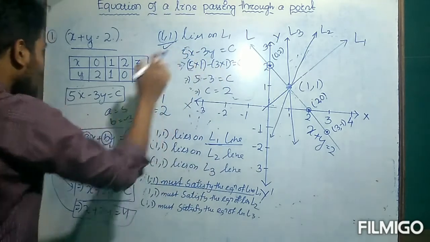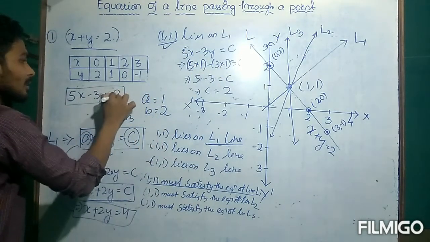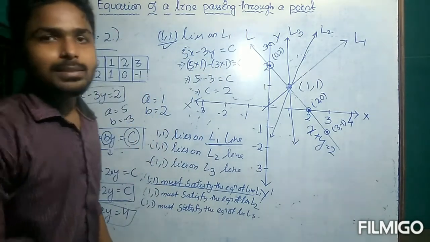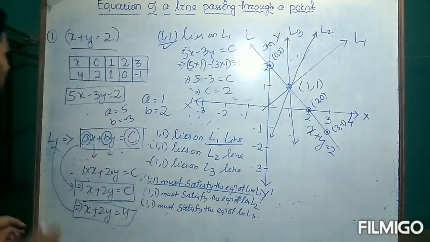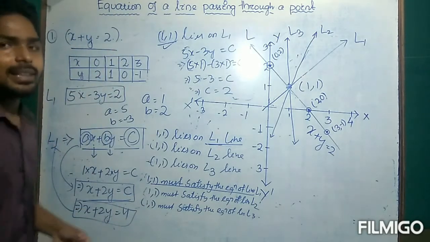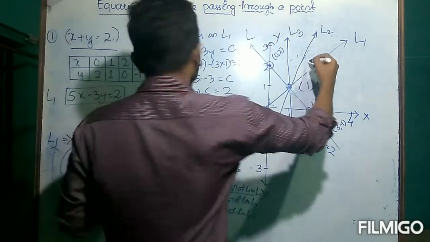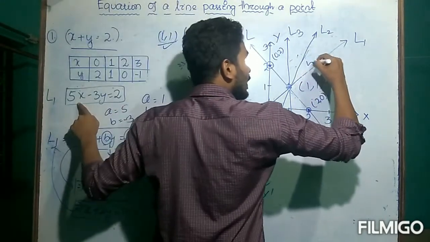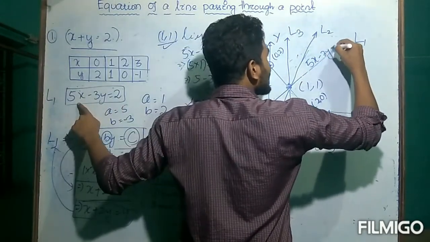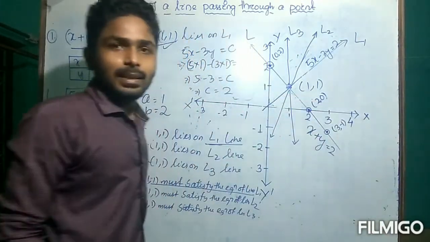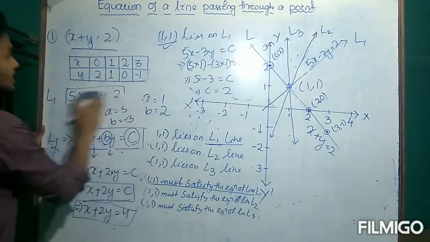Now substitute this value in the original equation. The equation will be 5x minus 3y is equal to 2. Hence we find the equation for the line L1. Now the equation for line L1 is 5x minus 3y is equal to 2. So in this way we can find the equation.